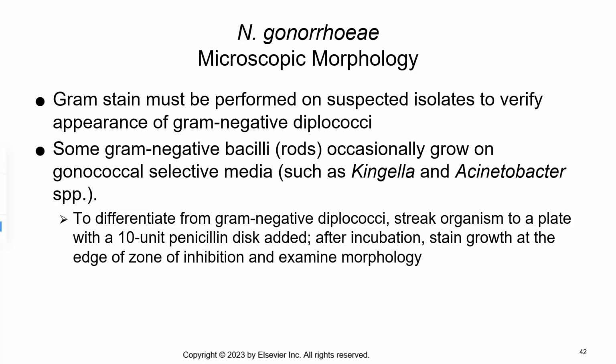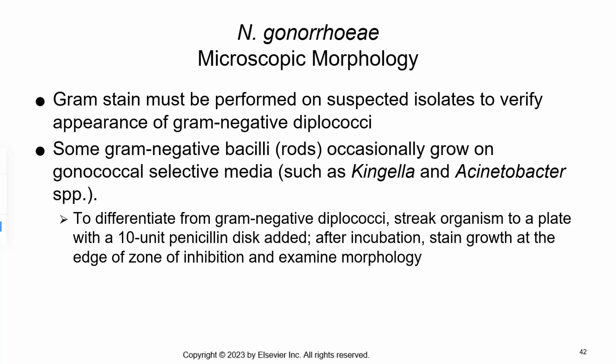Gram stain must be performed on suspected isolates to verify the appearance of gram-negative diplococci. Small gram-negative bacilli, such as Shigella and Acinetobacter, may occasionally grow on gonococcal selective media. To differentiate those from the gram-negative diplococci, we would typically streak the organism to a plate with a 10-unit penicillin disc.